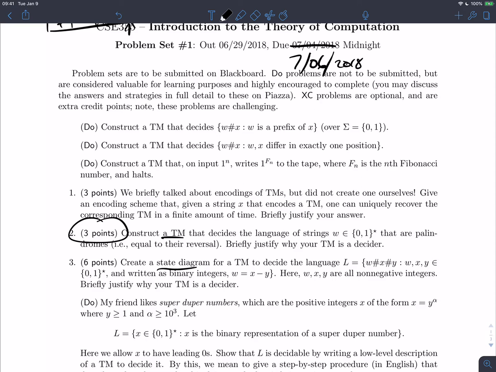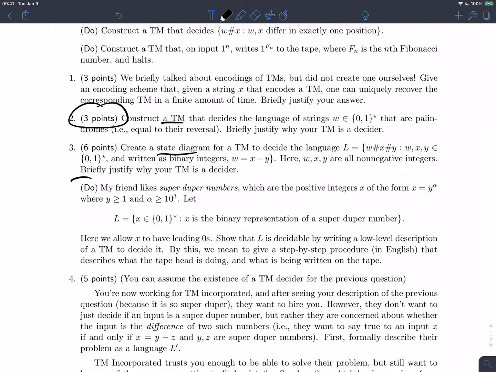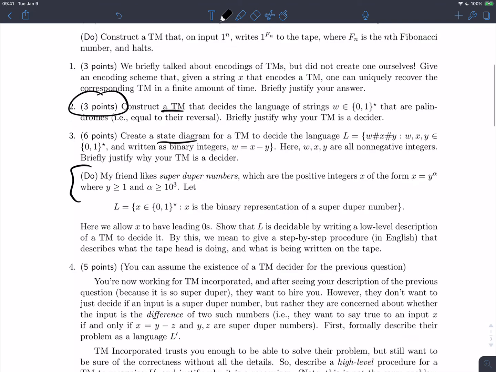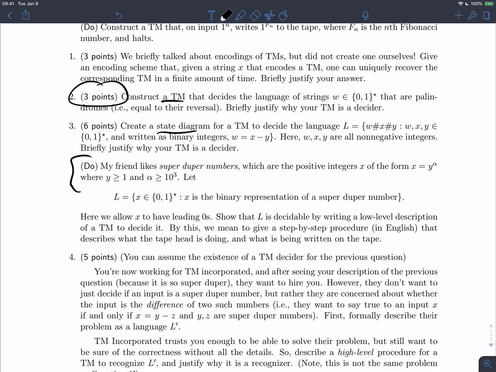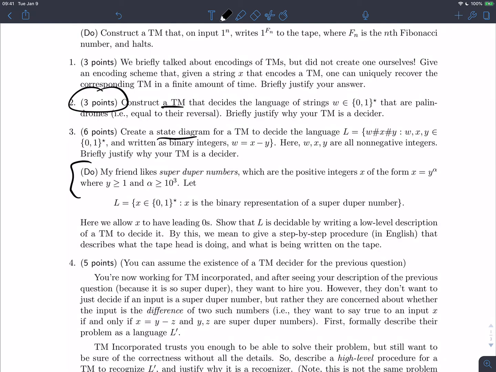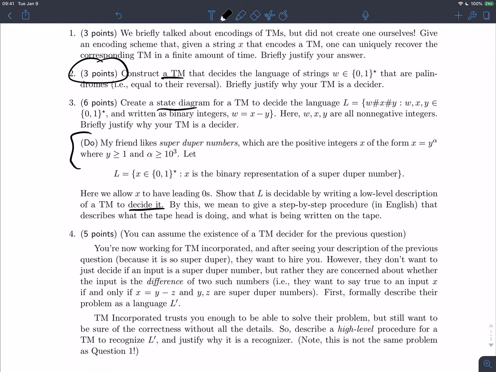Yeah. What is the fourth question asking? So this one, yeah. So the question essentially says, I'm going to give you an integer x in binary, and I want you to tell me whether it's a super duper number or it isn't. Okay? That's essentially what the question asks. And what I require is that the machine that you write always stops.